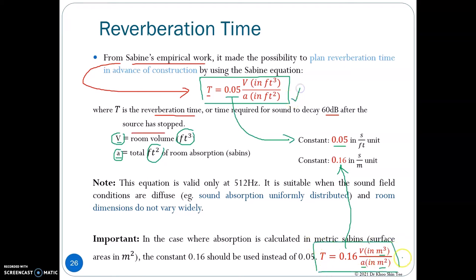Since this equation is only examined at 512 Hz for the Professor Sabin testing, this equation is valid only at this frequency. To use this equation, the sound field conditions must be diffuse, which means the sound absorption is uniformly distributed. And also the room dimension must not be very wide. Thanks to Professor Sabin's work, it is possible to plan the reverberation time in advance of construction.